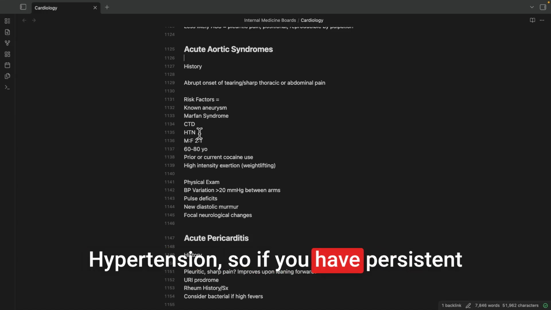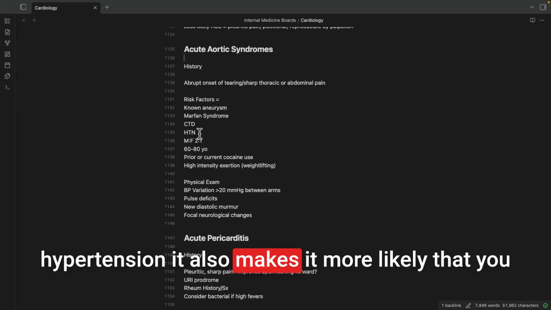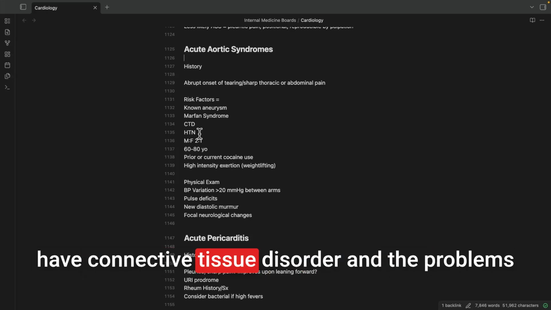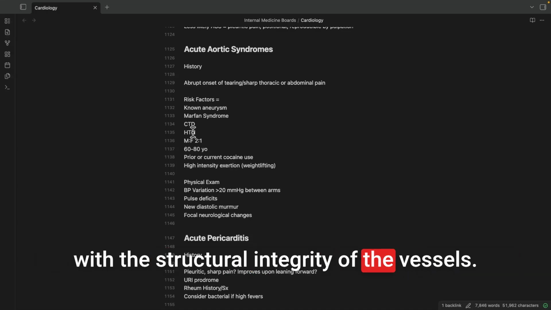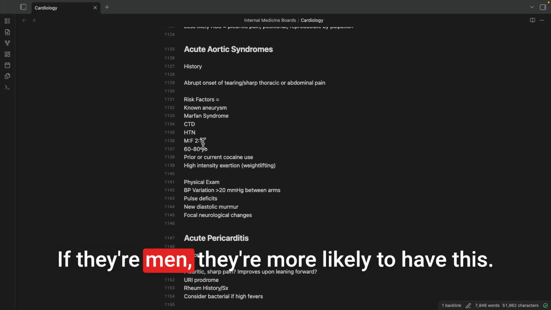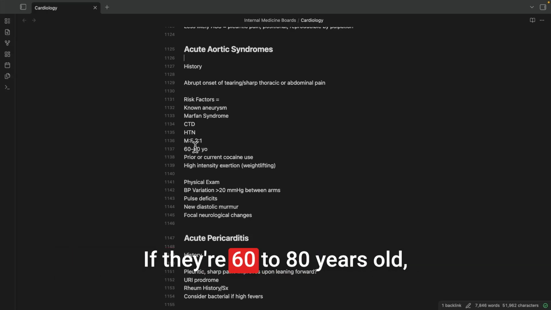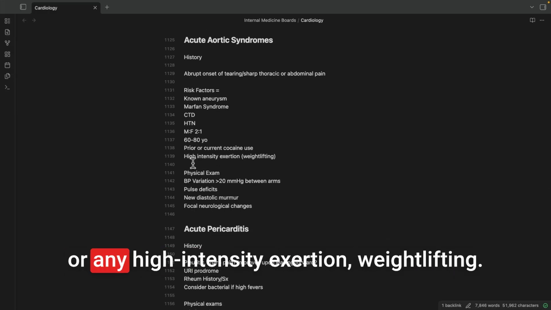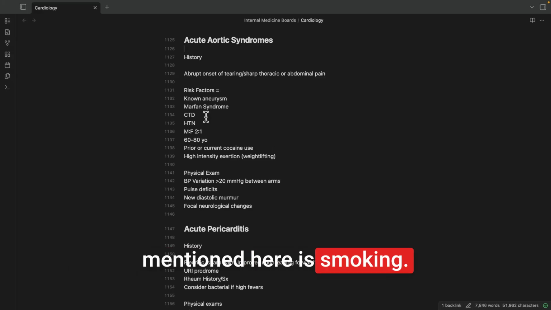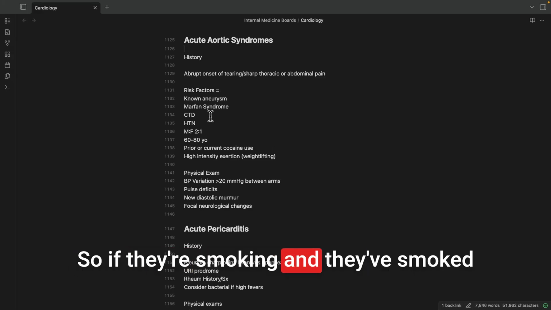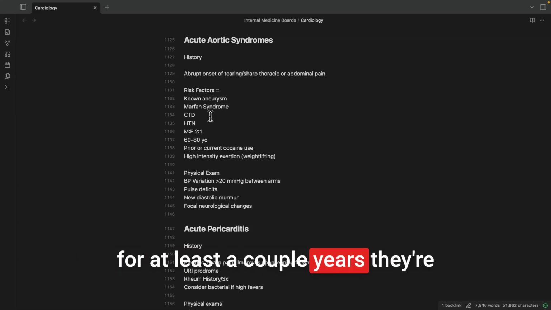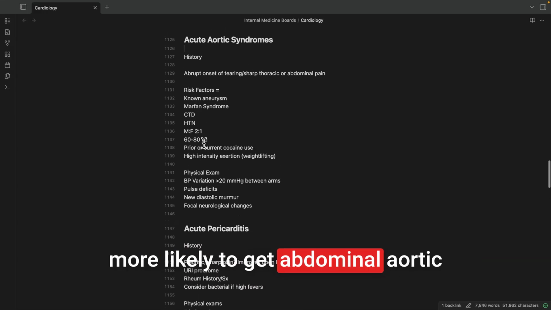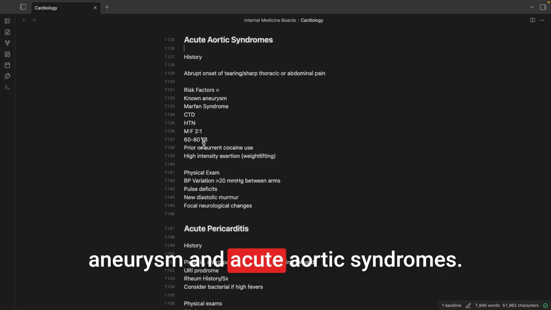Hypertension, so persistent hypertension, also makes it more likely, along with connective tissue disorders and problems with the structural integrity of the vessels. If they're men, they're more likely to have this. If they're 60 to 80 years old, they're more likely to have this. Also any prior or current cocaine use or any high intensity exertion, like weightlifting. Something that's not mentioned here is smoking. If they've smoked for at least a couple years, they're more likely to get abdominal aortic aneurysm and acute aortic syndromes.